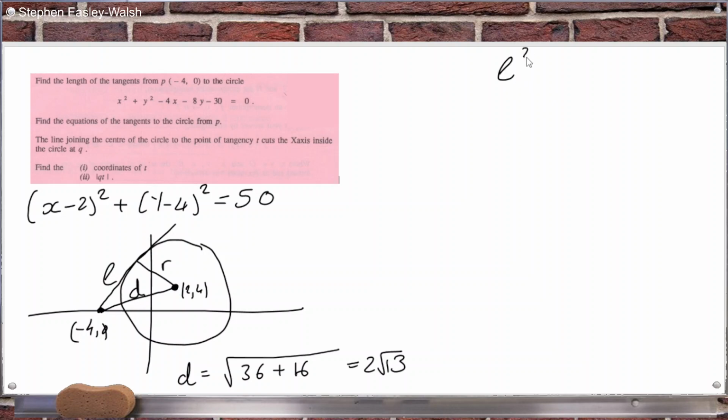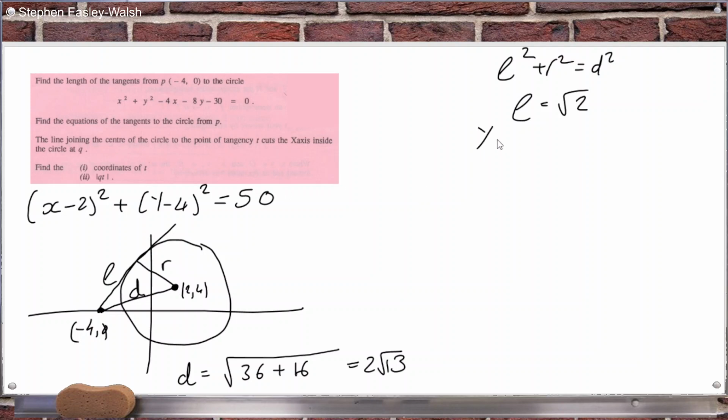So we can say L squared plus R squared equals D squared. So you get L is root 2. So we have the length. Now we just need to get that equation. So the equation of the line where the perpendicular distance has to be root 50.